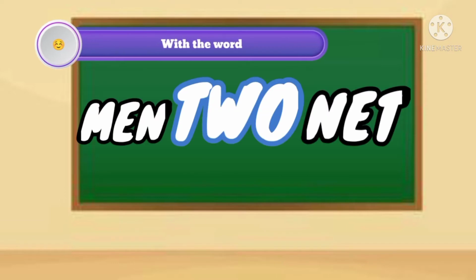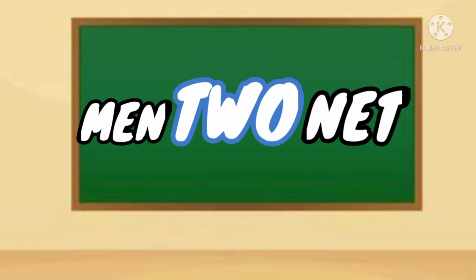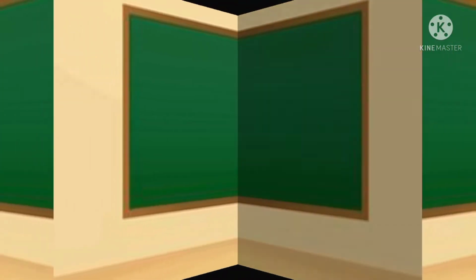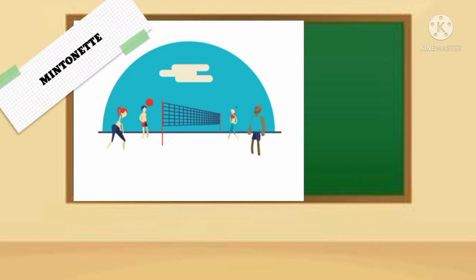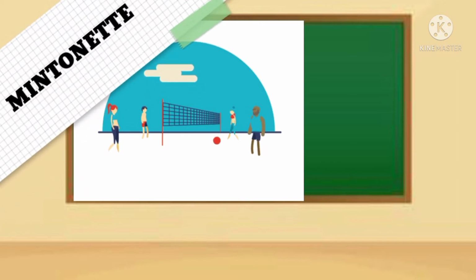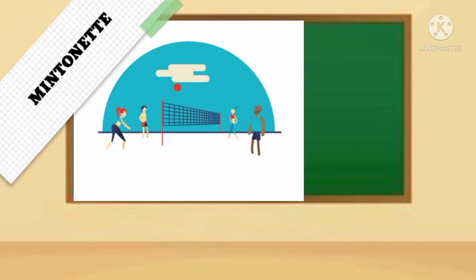With the word man, to, and net, what word can we form? Remember that it could be a different spelling, and we should relate this word to our topic in physical education. Very good. The right word is Mintonet. Did you know that Mintonet was the first name of volleyball? Yes, you are right.